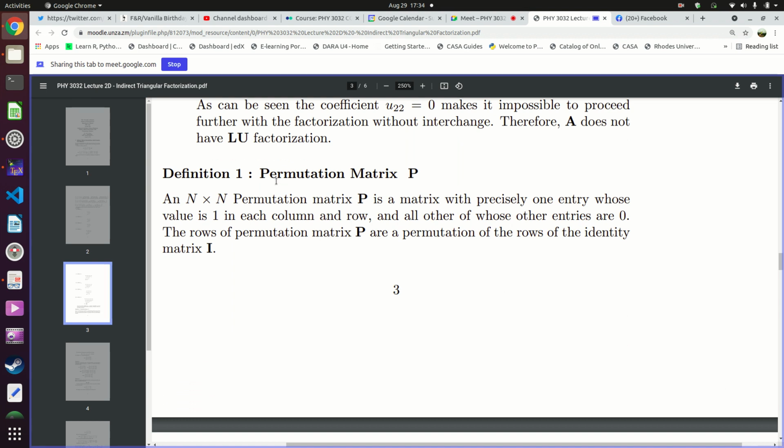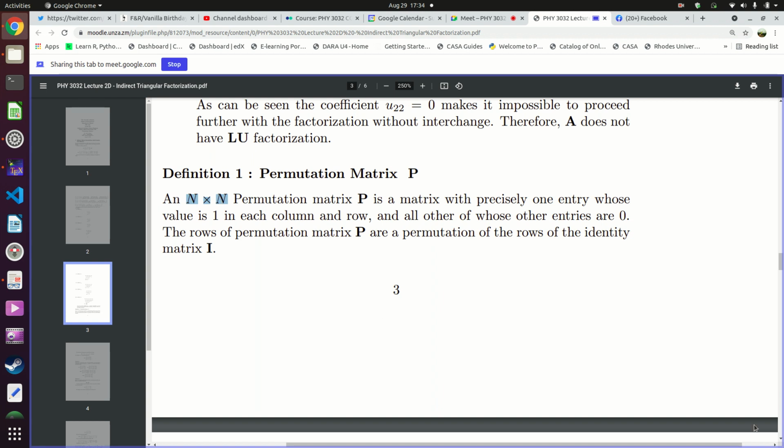This permutation matrix is usually a square matrix, an n by n matrix. In this permutation matrix, things are arranged in such a way that in each row, all the other elements are 0 except for one element, which is equal to 1. So for a permutation matrix, each row and column has only one 1.